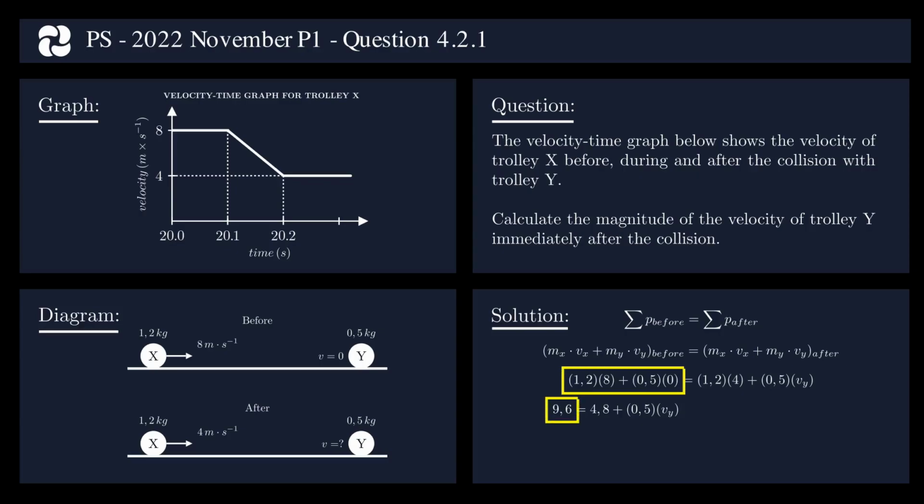1.2 times 8 plus 0 is equal to 9.6, and 1.2 times 4 is equal to 4.8, which can then move to the left side of the equation as minus 4.8. 9.6 minus 4.8 is equal to 4.8. The magnitude of the velocity of trolley Y can be calculated by taking the ratio of 4.8 and 0.5. The answer is 9.6 meters per second.